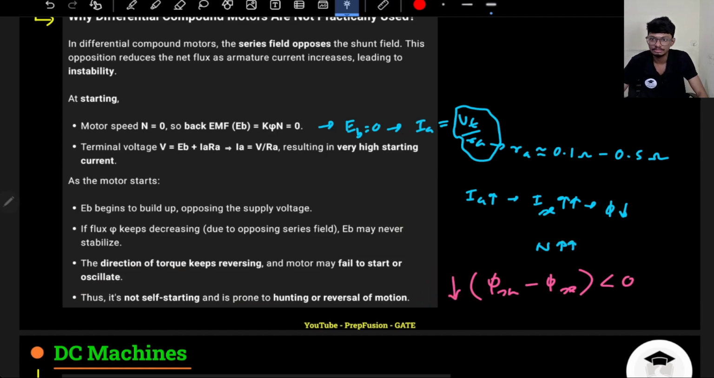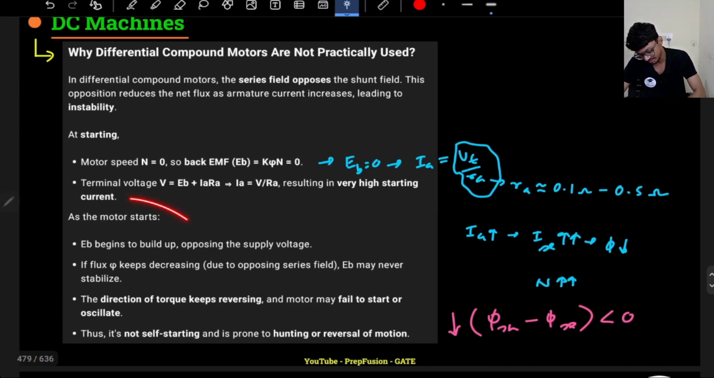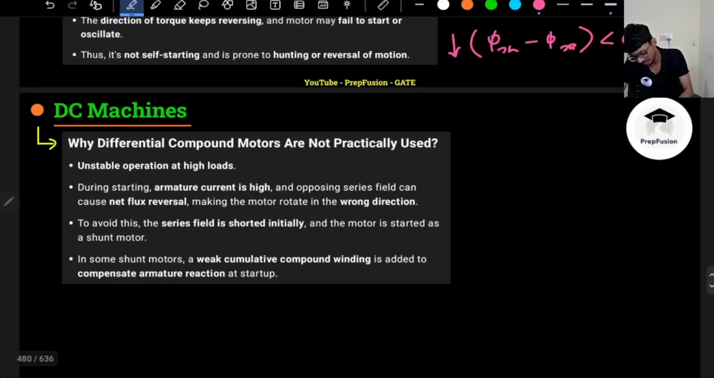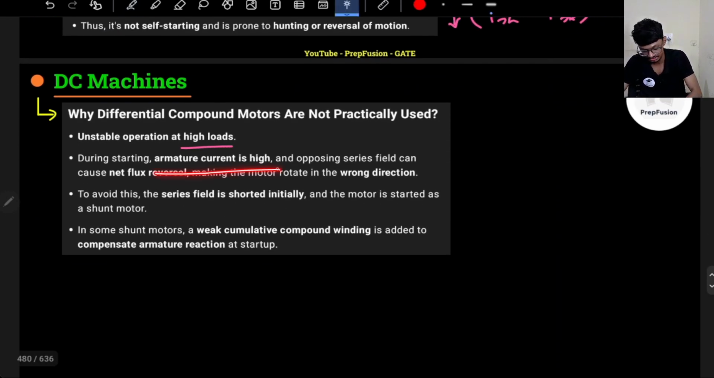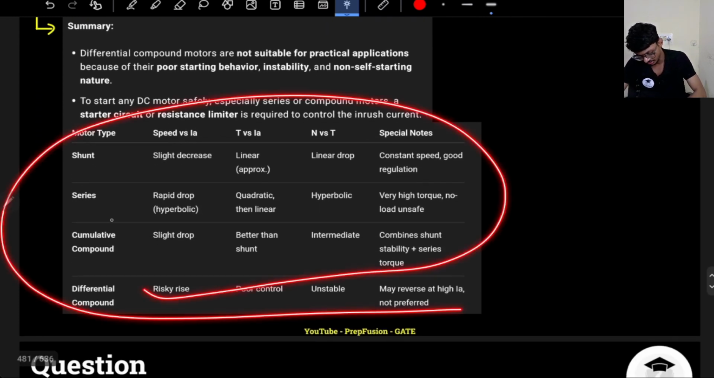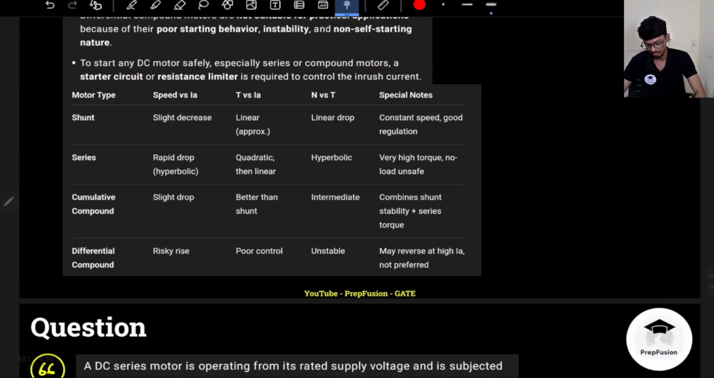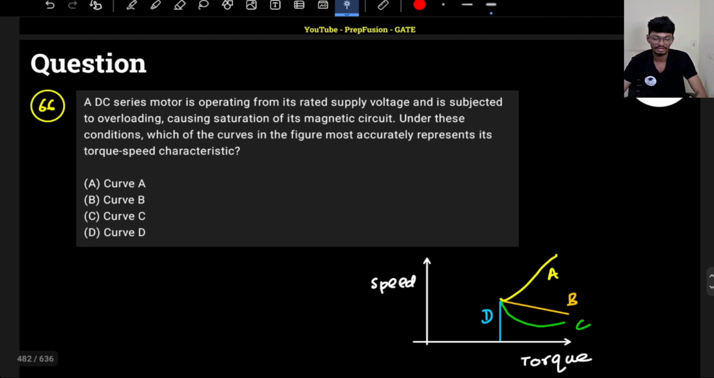Okay, so that is the thing. Again, it is unstable at light load, at zero load, and at starting, and it is unstable at high loads. At high loads, if armature current is very high, again the series flux will be very high, again there will be net flux reversal, and the motor may rotate in the wrong direction or go into the unstable region, right, that we have already discussed. Okay, so these are the things basically, and this is the summary of where you can use shunt, series, and differentially compound motors.